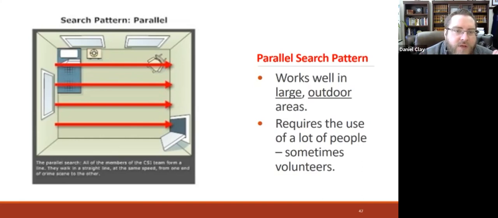Now, in large rooms, I mean, grids are always preferable, but you can do parallel. But let's say we're out in the woods, or at least we're outside, maybe not even in the woods. Let's say we're in a field, a really large field. We're going to have CSI lined up, and maybe sometimes we have to get volunteers from the community to help. We don't like that for numerous reasons.